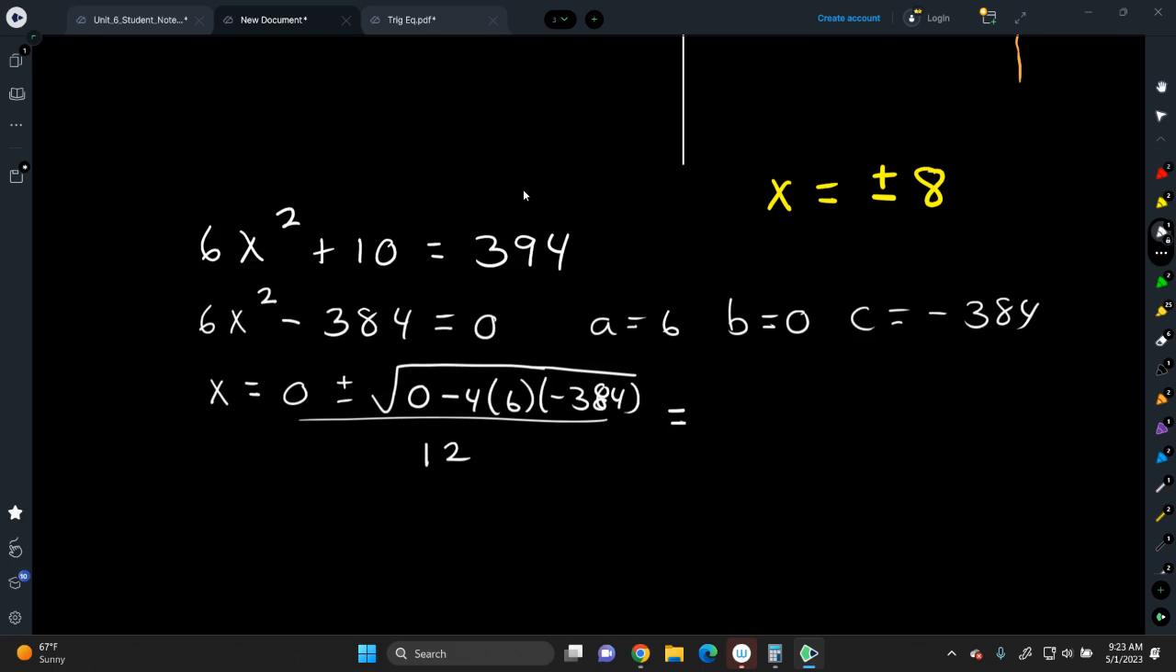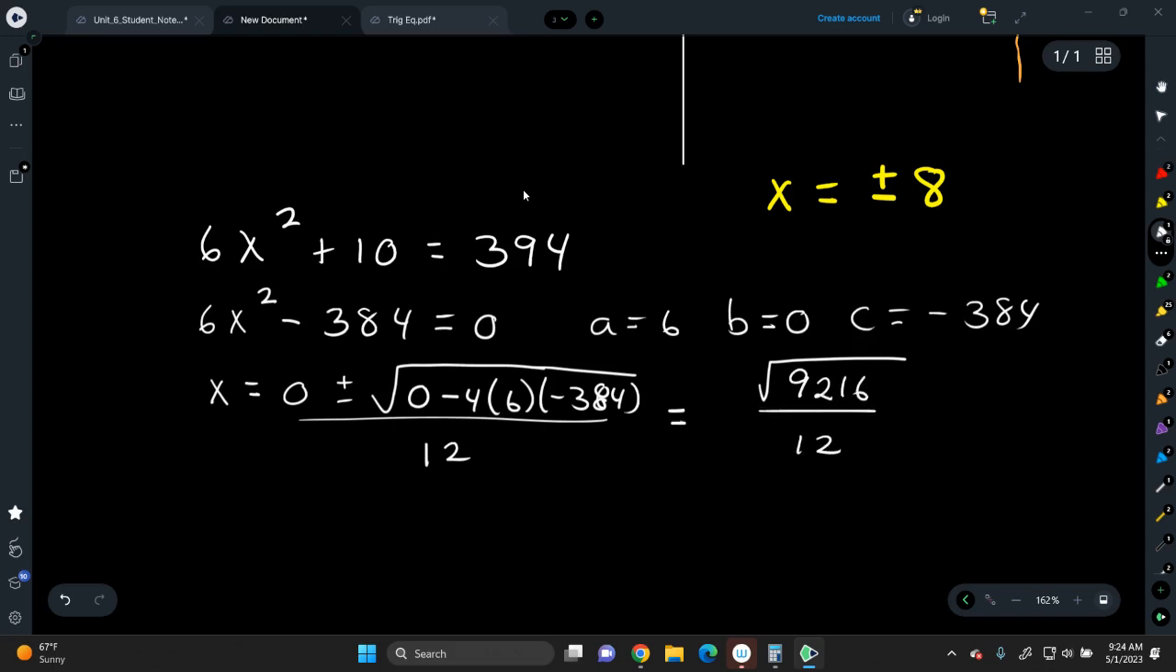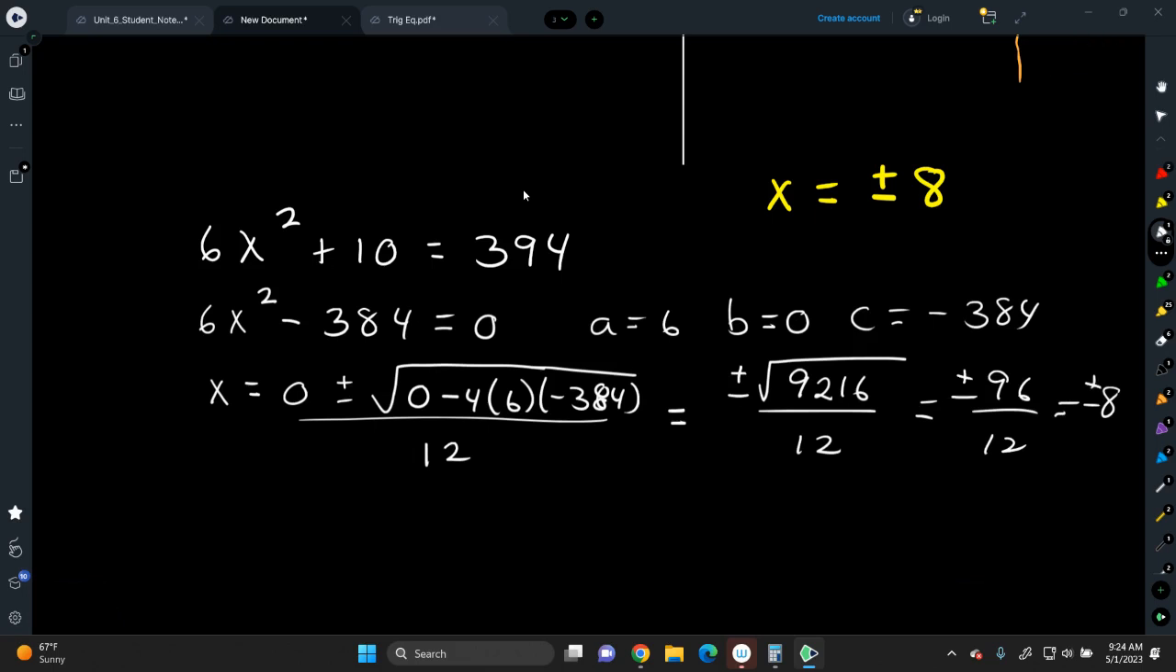Okay, so we get 4 times 6 times 384, square root 9216, divided by 12. And that gives me 96 divided by 12, which is 8. Oops, this is plus or minus. So we get the same answer, but it's definitely a lot more work and more difficult calculations, right?